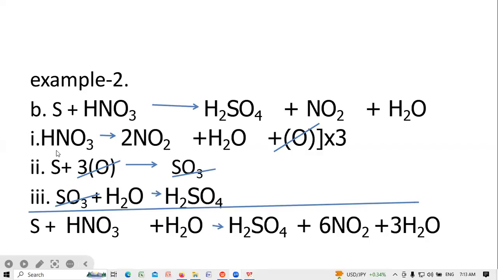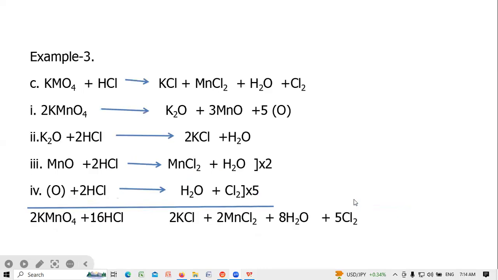Another example: sulfur reacts with nitric acid to give sulfuric acid, nitrogen dioxide, and water. Nitric acid breaks down into nitrogen dioxide, water, and nascent oxygen. Sulfur reacts with oxygen to give sulfur trioxide. Sulfur trioxide reacts with water to give sulfuric acid. So in this reaction, nascent oxygen cancels and sulfur trioxide also cancels. And at last, you get sulfur and nitric acid giving water, sulfuric acid, and nitrogen dioxide.